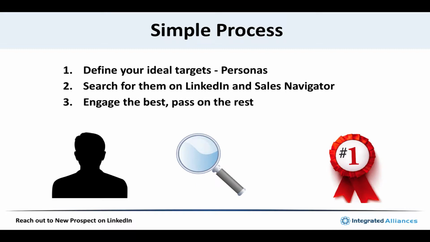Well, the process is pretty simple to go through. You define your targets using this principle called personas. We're going to go through that in just a moment. We're going to look for them on LinkedIn. We'll look for them on Navigator, add some more features, and we'll find the best folks to go after. We'll weed out the folks that we don't need.